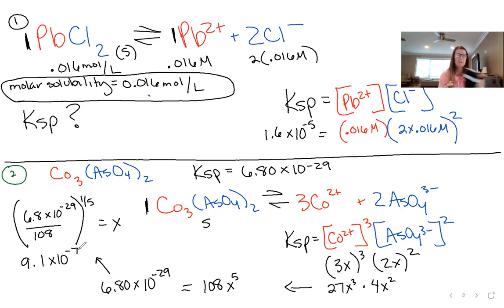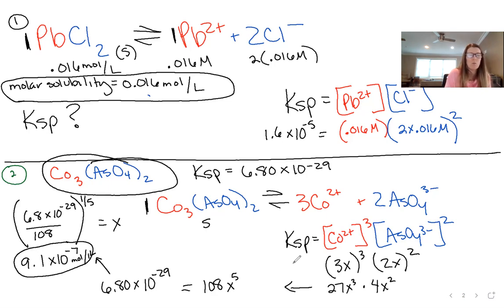And if I'm curious, did I really do that right? I could always take my answer, raise it to the 5th power, and then multiply by 108. I'm just going back and checking my work, and I get that answer. So there we go. We know how many moles of this compound are going to dissolve in a liter of water, 9.1 times 10 to the negative 7 moles for every 1 liter. That's how many of these are going to dissolve in 1 liter of water.